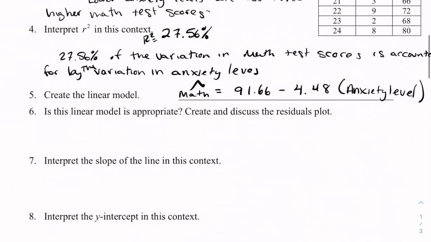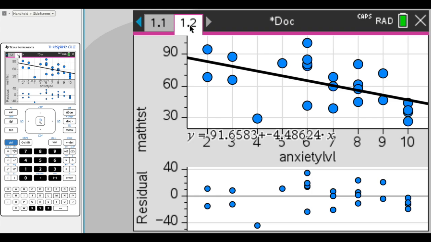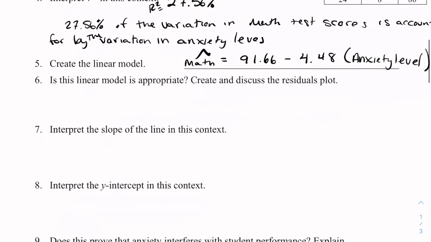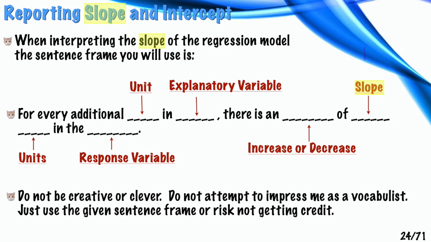And then it says, is a linear model appropriate? Create and discuss the residual plot. So again, if we look at our residual plot, we see that it's scattered appropriately. And because it's scattered and there's no discernible pattern, our model is appropriate. Next up, we're going to interpret the slope of this line in context. So again, pull up that sentence that we need to write for our slope.